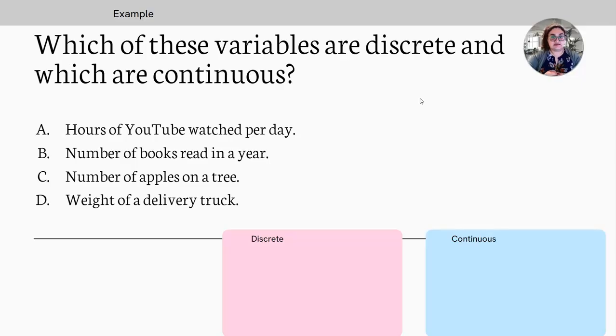So we're going to take a second and see if we can figure this out. Can we decide if these are discrete or continuous? I can already tell, I don't know if you can or not, that anything that says number of is going to be discrete because you can't have half a broker or half of an apple on a tree. I mean, you could, but you can't really. And then everything else, hours, weight, will be continuous.